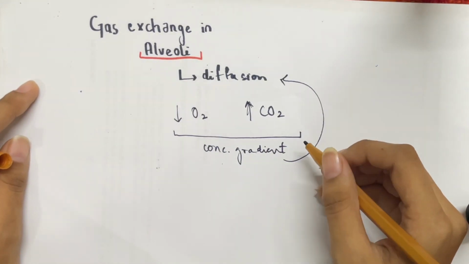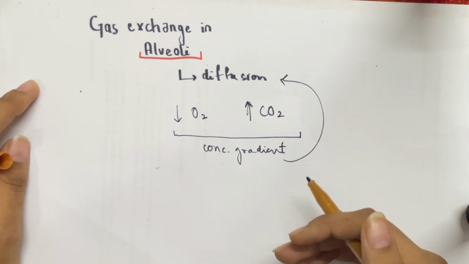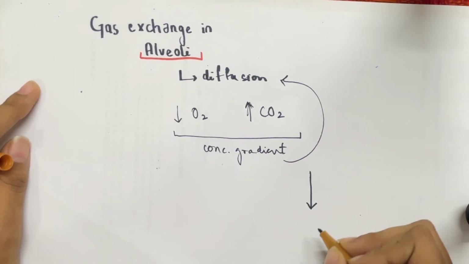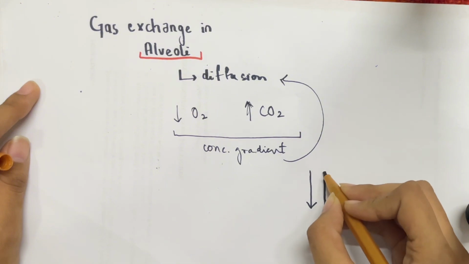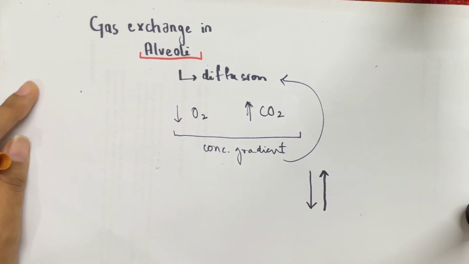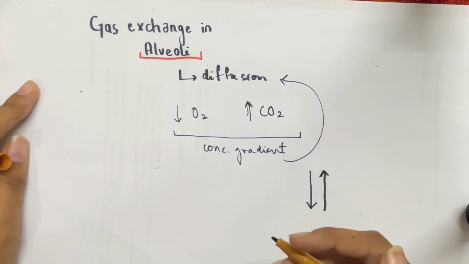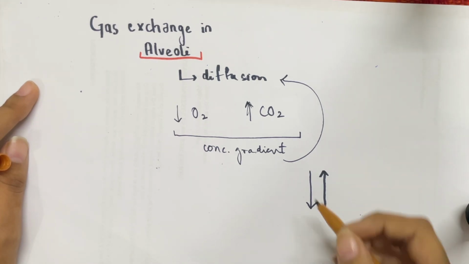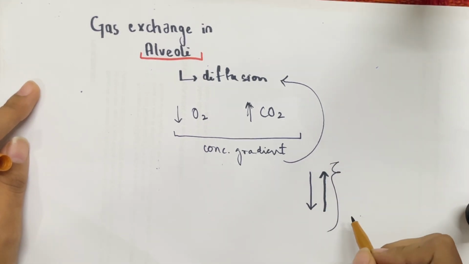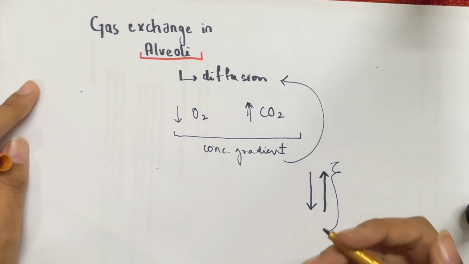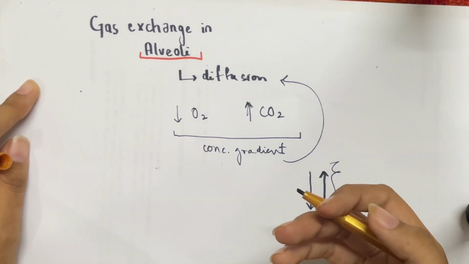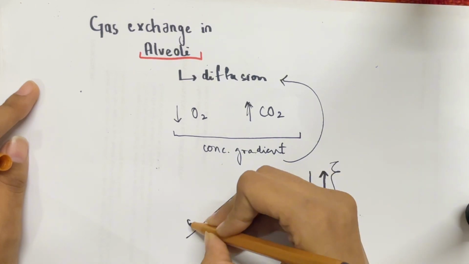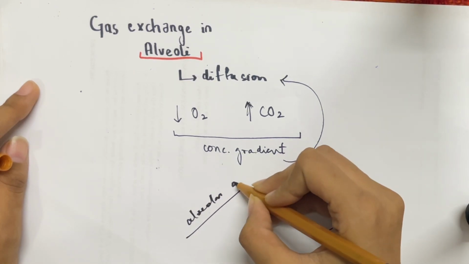Carbon dioxide diffuses in the opposite direction to oxygen. For example, if oxygen is diffusing into the alveoli, then the carbon dioxide will be diffusing in the opposite direction, out of the alveoli. In such a manner, gas exchange takes place inside the alveoli in the human respiratory system. The oxygen and the carbon dioxide make up the concentration gradient between the alveolar air and the blood.